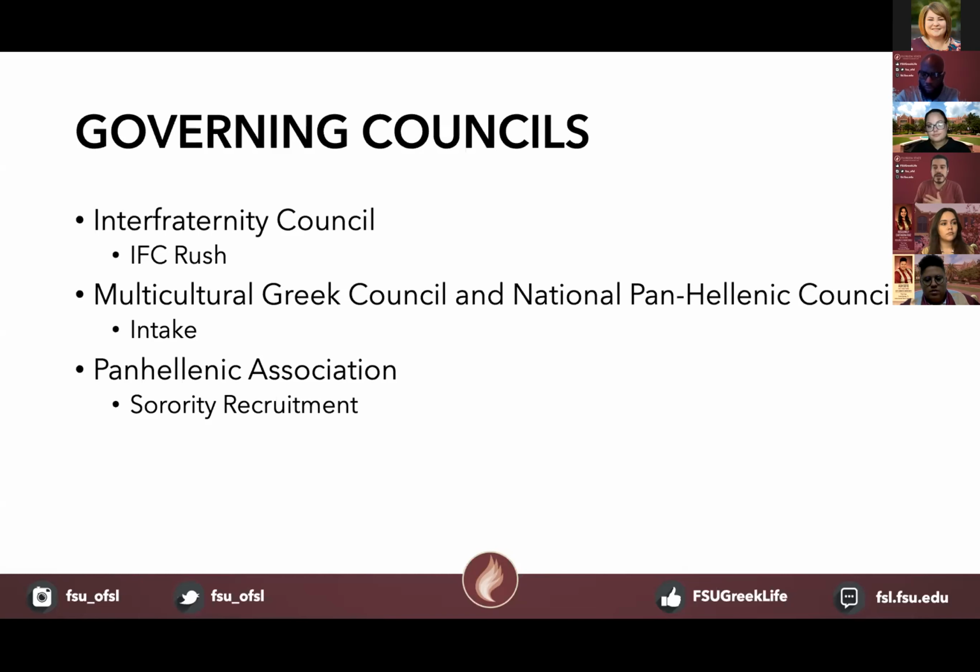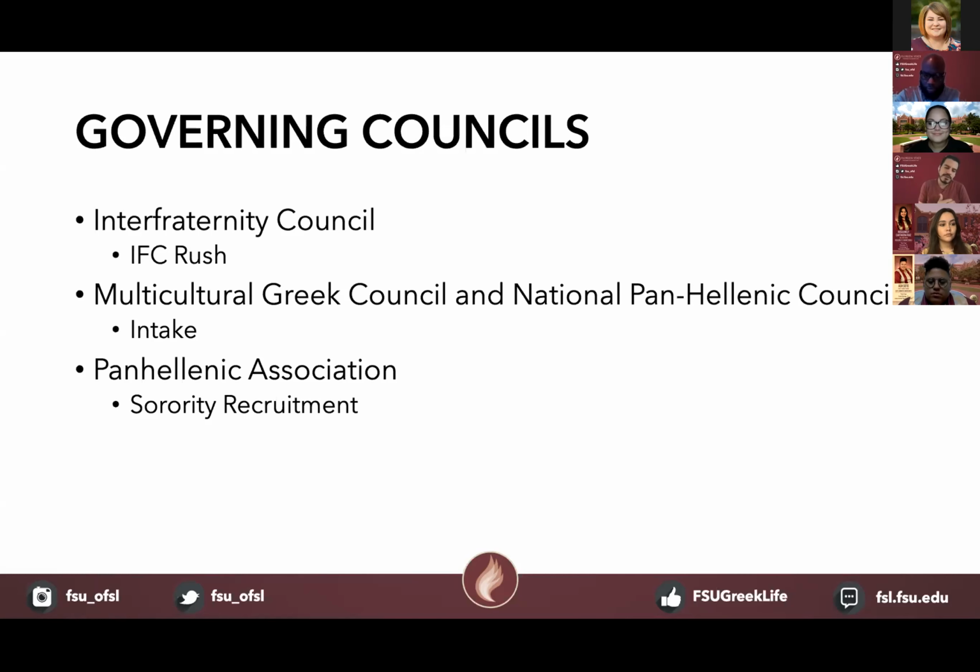Typically, we don't see first-time in college students going straight into our MGC and National Panhellenic Council. We see upper division transfers, and we also see non-FTIC students that have been at Florida State for a little bit or have some college credits and are a little bit more ingrained in the system. Whereas our IFC and our Panhellenic Association will typically see a high volume of first-time in college students and upper division transfer students, so a little bit of both.